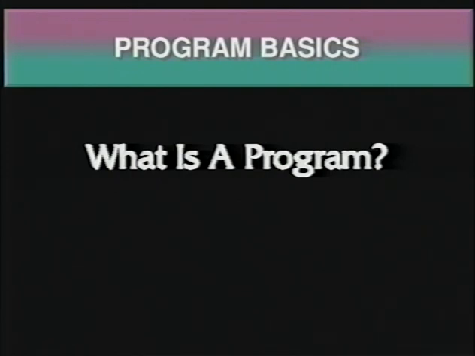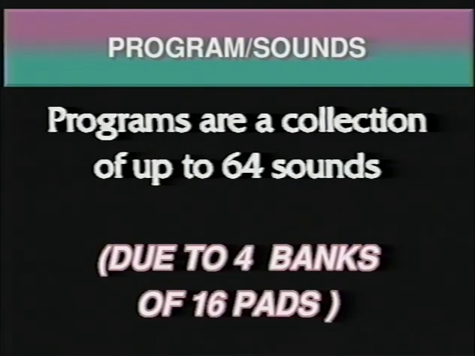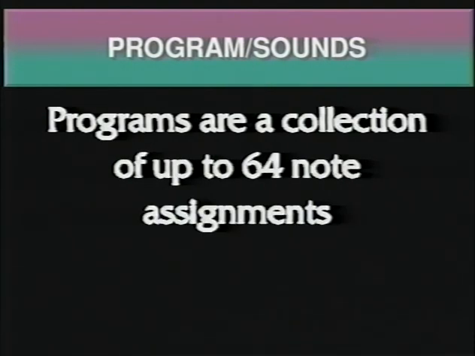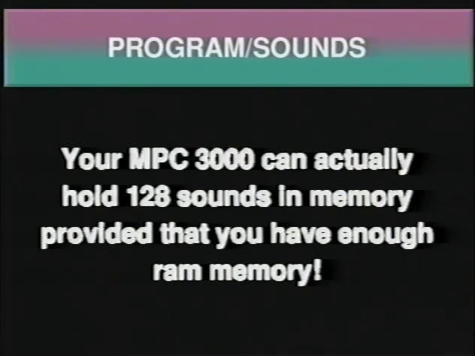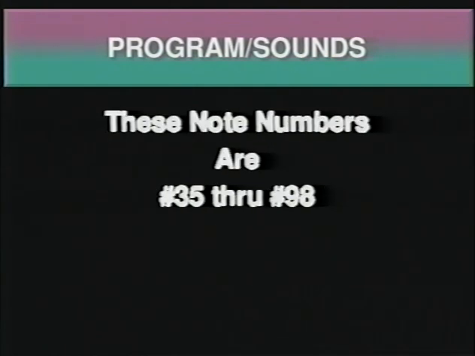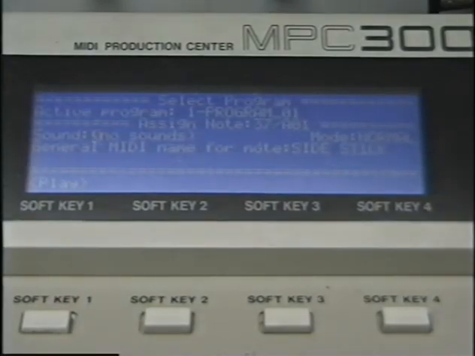To begin, what is a program? A program can be a collection of up to 64 sounds on your MPC3000. In a program, there are 64 MIDI note numbers that you can assign to 128 possible sounds currently residing in memory of your MPC3000. These numbers are 35 to 98. If you look at your MPC and hit the pads, you will see note numbers for each pad.